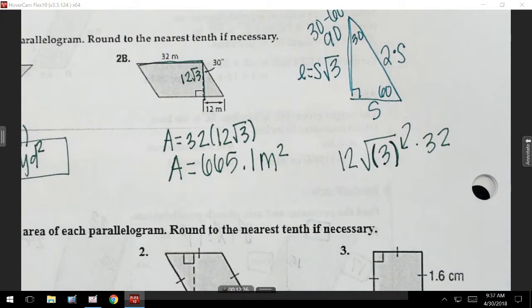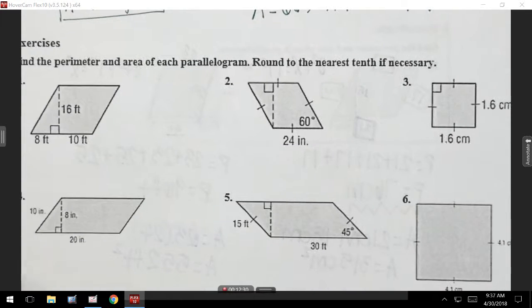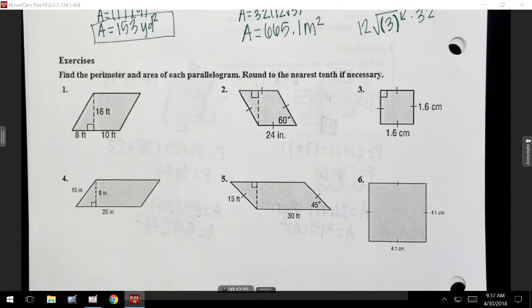Okay, I want you to do 1 through 6, finding the perimeter and the area. So I'm going to pause for a few minutes and give y'all a little while to do 1 through 6.